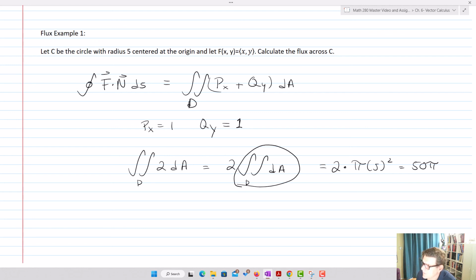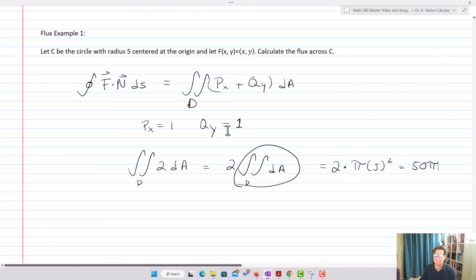Done. Flux was easy that way, right? So much easier to calculate flux that way than it is to go out and find the line integral, because Px plus Qy is such a simple expression to integrate.